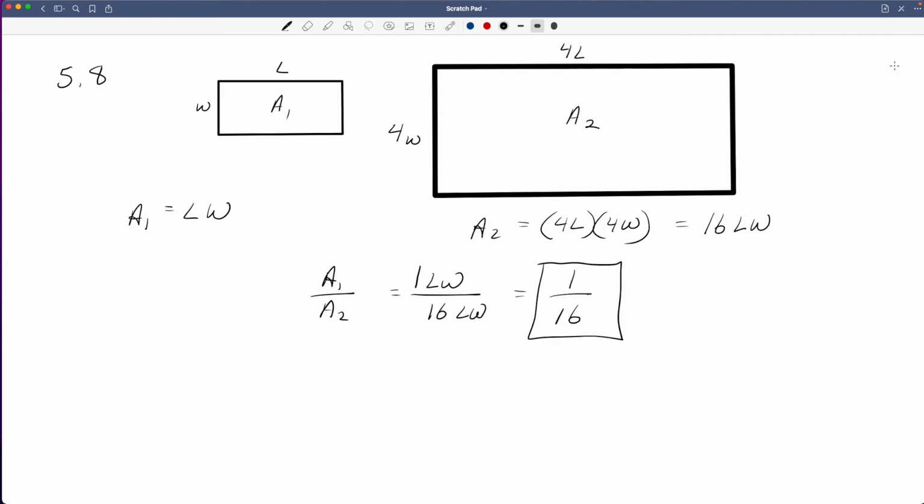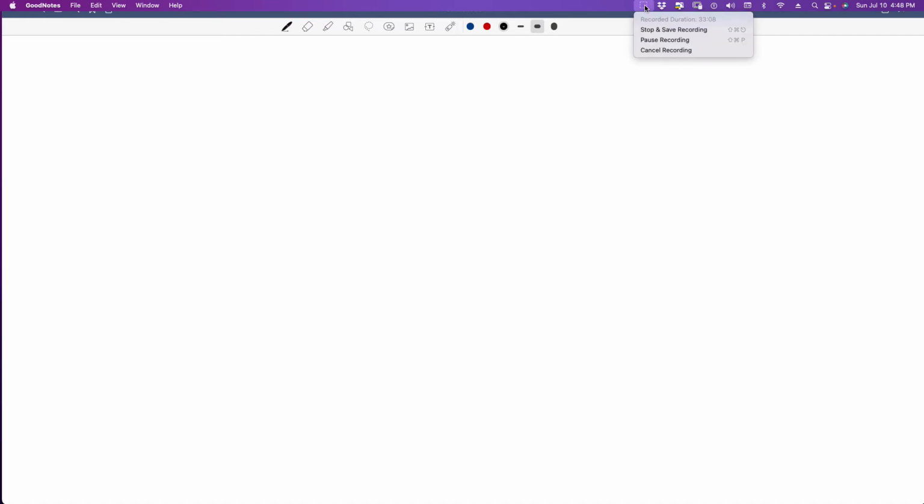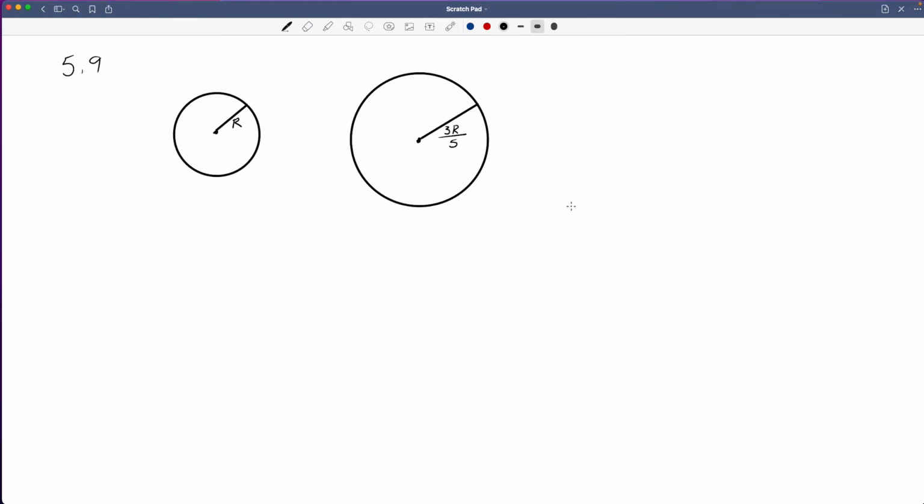So let's try another one. It's going to take me a second to get it up here. Let me pause. So here we have some circles. Here we see the radius of one circle is r, and the radius of the second circle is 3r over 5. We are asked to find the ratio of the area of the first circle to the area of the second circle. So first we're going to write this out: area 1 over area 2, just so we can keep it straight in our head. This is going to be area 1 and this is going to be area 2 because it says the first one to the second one.